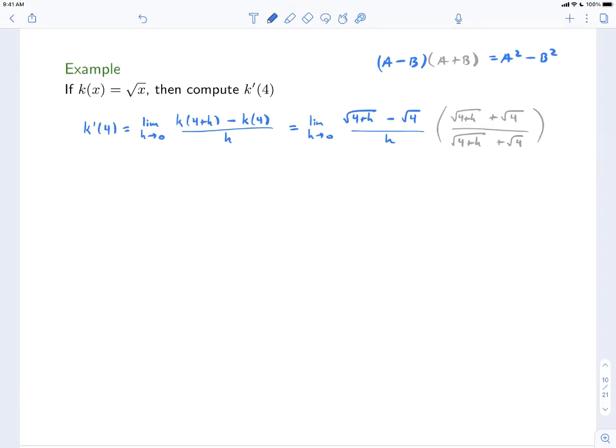So let's just go ahead and do this multiplication. So this is the limit as h goes to 0. In the numerator, we end up with the square root of 4 plus h, quantity squared, minus the square root of 4, quantity squared. And all of this is divided by everything in the denominator, h times the square root of 4 plus h plus the square root of 4, which we might as well just call 2.